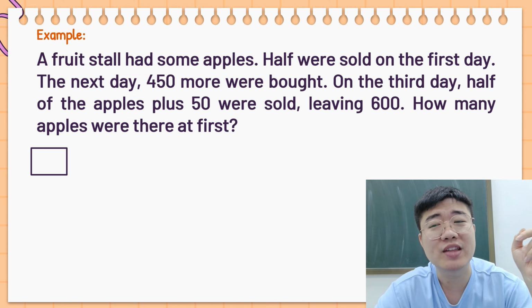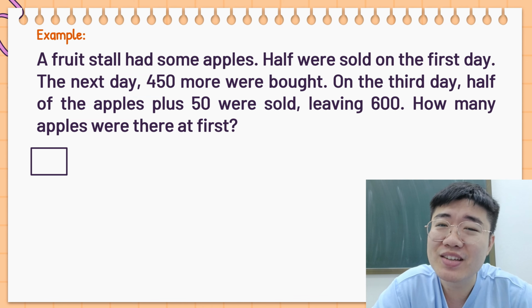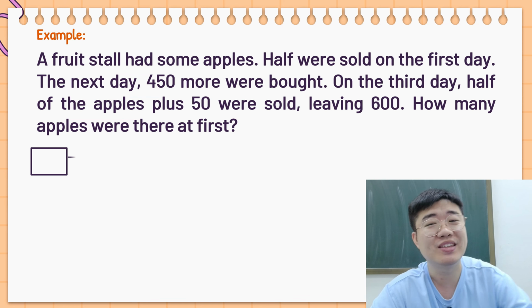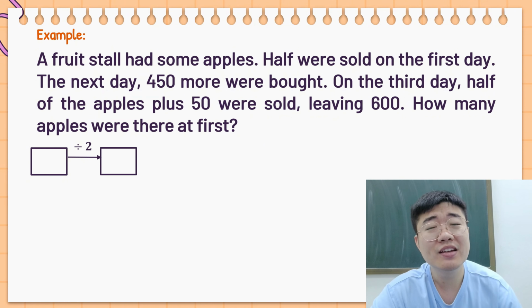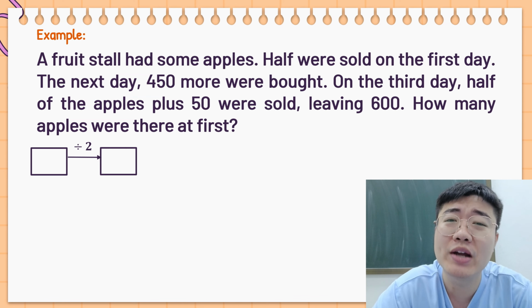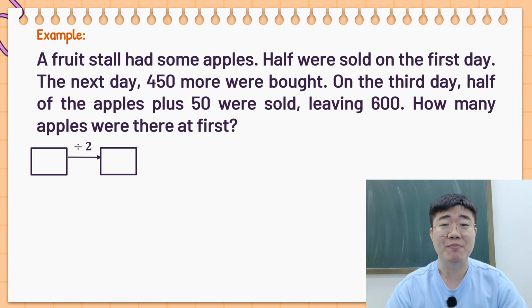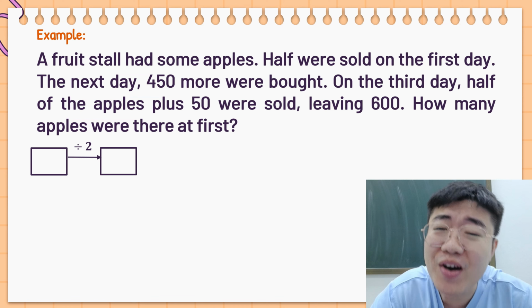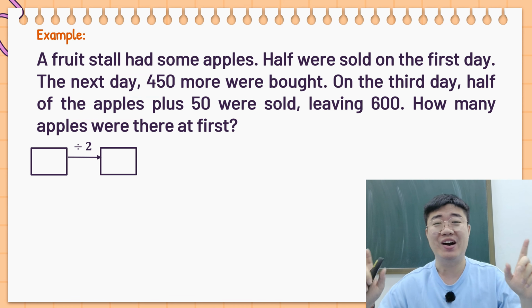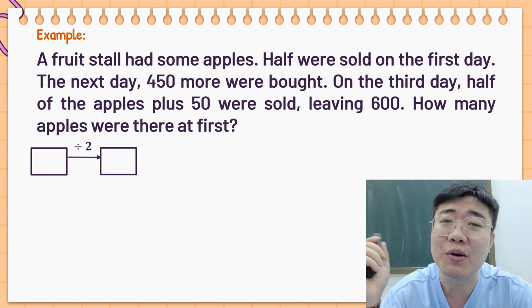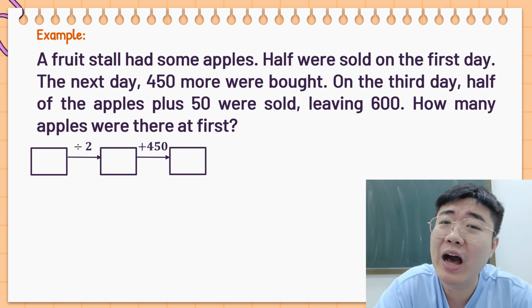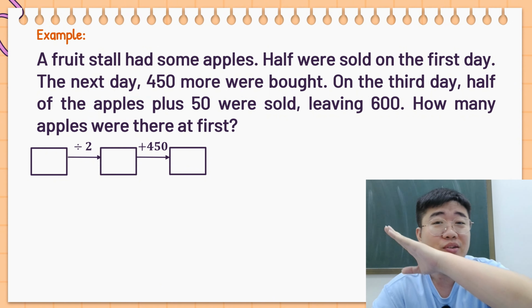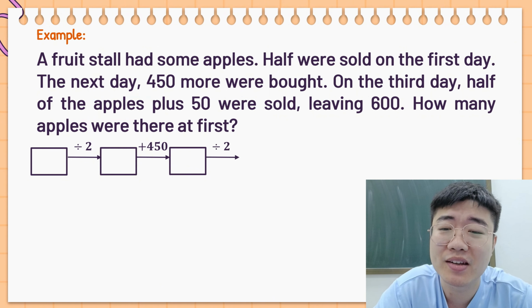So during the first day, half of them were sold. This means we have to take the total divided by 2. So we got half left now. Next day, we have bought another 450 apples. So now, do we have more apples or less apples compared to before? Very good, everyone. We got more apples compared to before. So plus 450 here. Now, on the third day, half of the apples were sold. So divide the total by 2 again.